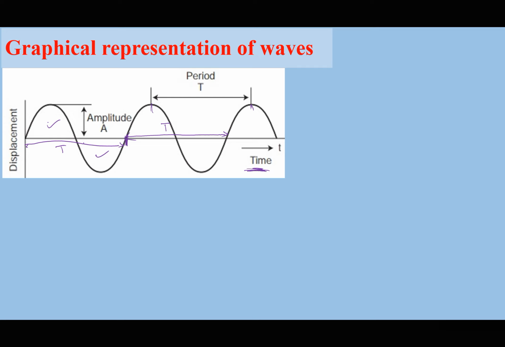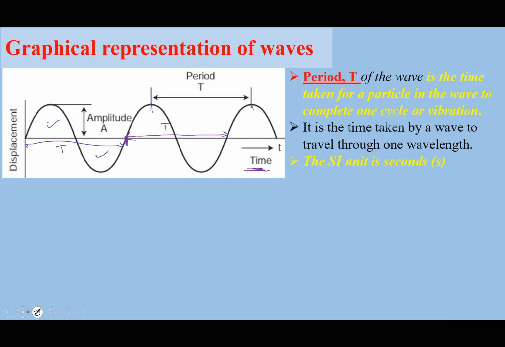The time taken for a wave to make one complete oscillation, one complete vibration, one complete cycle is what we are going to call the period. I think you called it a period in IGCSE. So the period of a wave is the time taken for a particle in a wave to complete one vibration or one cycle. It is the time taken by a wave to travel through one wavelength.